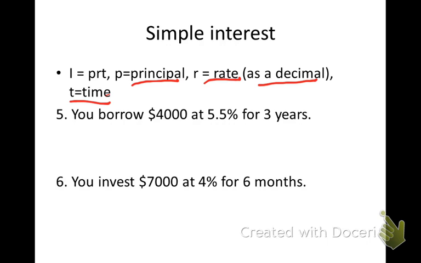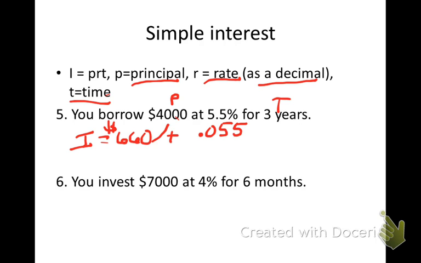So $4,000 would be the principal. This is the rate, but we're going to write it as 0.055. That's a decimal. And this would represent my time. So if I take 4,000 times 0.055 times 3, and again use the calculator for that, you're going to get that the interest is $660. Now what if I said, and this is borrowing money, what if I said how much did you owe the bank at the end? You would take these two and add them together. So make sure you read the question to see if it just wants the interest or wants something else.